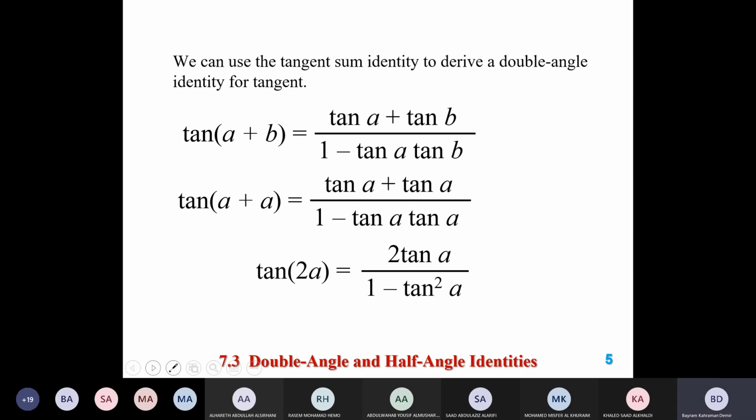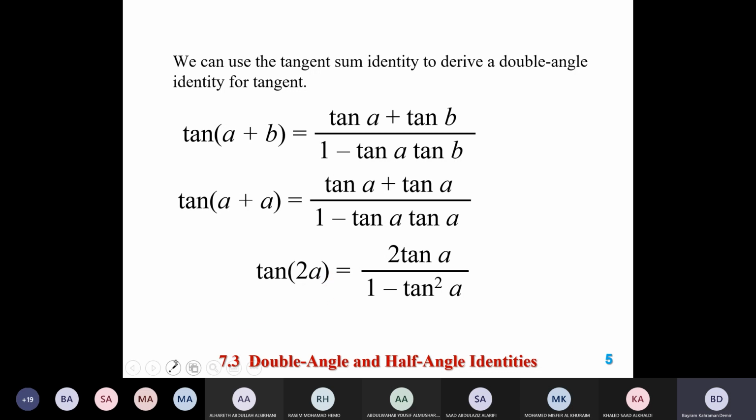And let's look at the tangent formula, Shabab. We have the tangent A plus B formula. We know that already. Now I will change B with A, right? So we have tangent of A plus A, which is tangent A plus tangent A divided by 1 minus tangent A multiplied by tangent A. So we get 2 tangent A divided by 1 minus tangent square A. So it is the double angle formula for tangent.